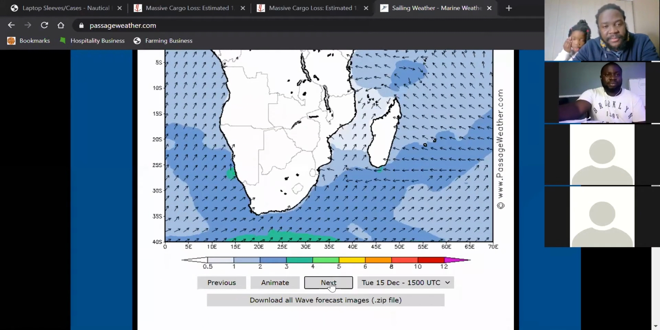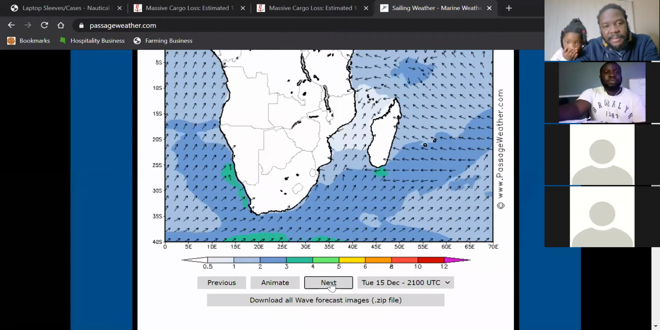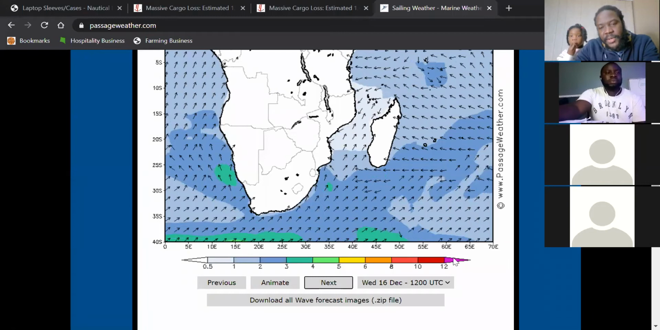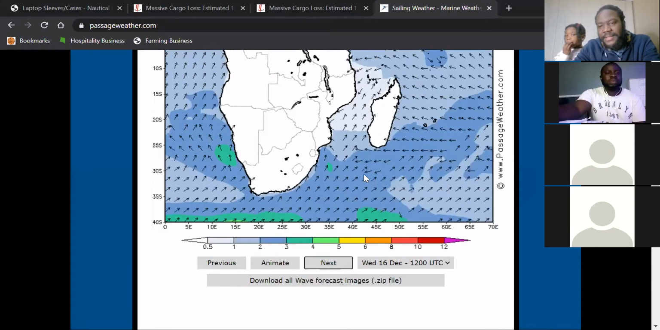So yeah, this is very good, and you see the wave height as well. I've used this website for over 10 years. Anytime I'm around, I just scroll through it and have a look. If you're seeing things in the purple, red, deep red section, there's a problem, all right?